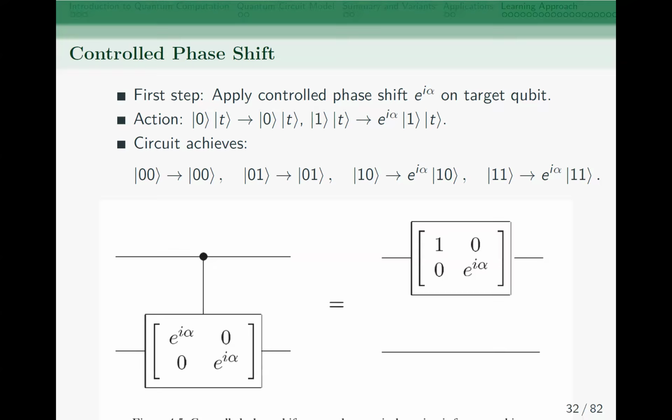What does this mean? Let's say this applies to alpha 0 plus beta 1. As a matrix, what this means is that you get alpha 0 plus exponential i alpha beta 1. Good.